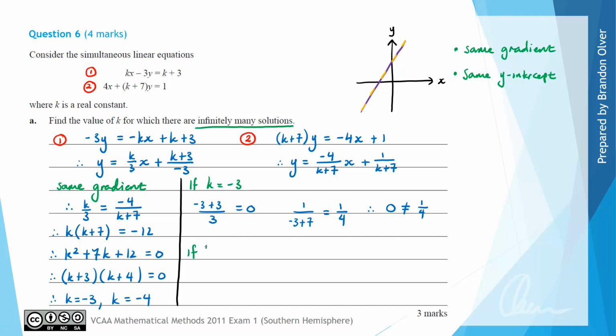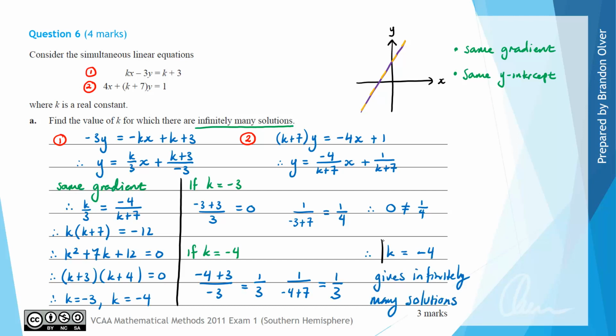Then if k is equal to negative 4, we would have negative 4 plus 3 divided by negative 3, which is negative 1 over negative 3, which is 1/3. And for the second, we would have 1 over k plus 7, which is 1 over negative 4 plus 7, which is equal to 1 over 3. As the two y-intercepts are equal, that is the value of k that gives infinitely many solutions. Therefore, when k equals minus 4, we get infinitely many solutions. So that is the answer to part A of this question.